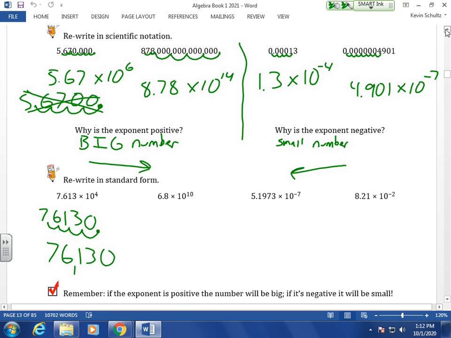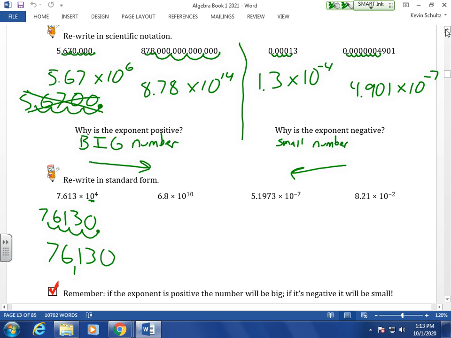Wait, so for the negative ones, after you find how many spaces there, do I have to put a 0.0 because it's up there as well? Yes, these are all going to be decimals that start with 0 point something. Does the 10 matter when you're doing these? Like the times 10? No, right? Or the 10, not the exponent, but just the 10.